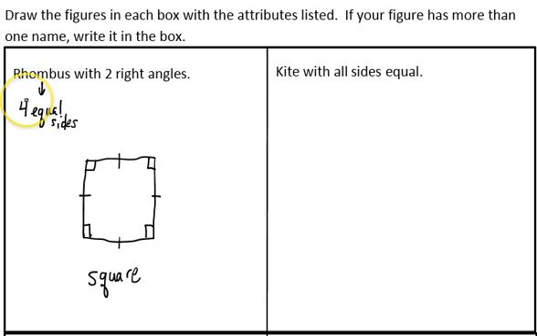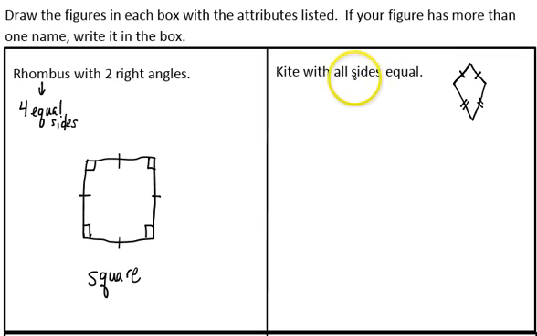Moving over to the next box, we're to draw a kite with all sides equal. Now the kite is a shape that could look like this. A kite is 4-sided, and the adjacent sides, or the sides that are right next to each other, like this side and this side, are the same length. And on the bottom part, this side and this side have to be the same length. So there's one example of a kite.